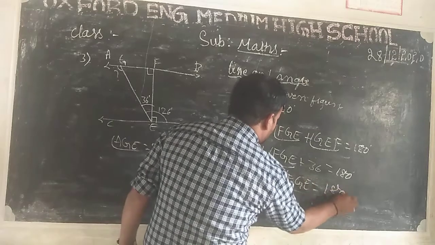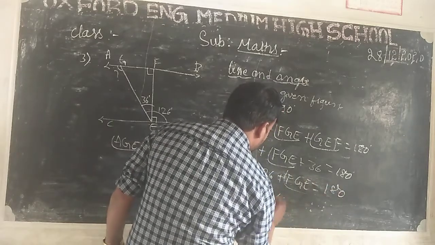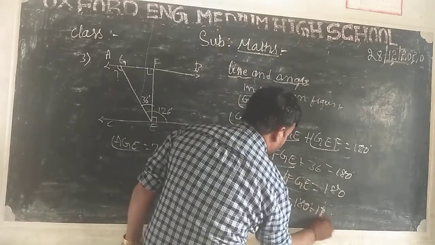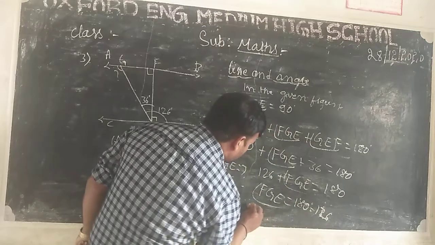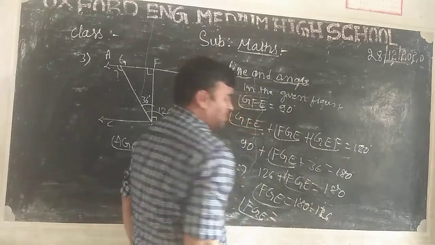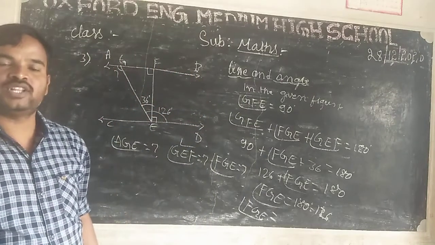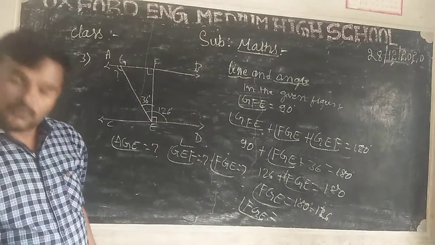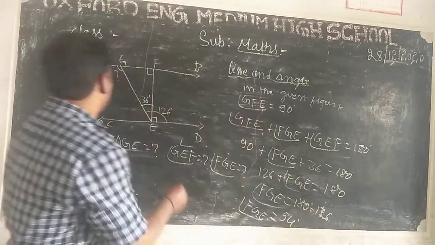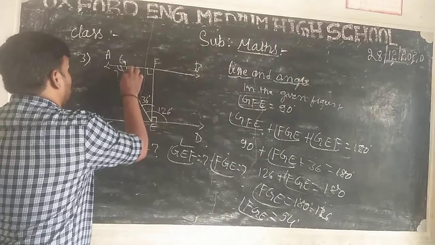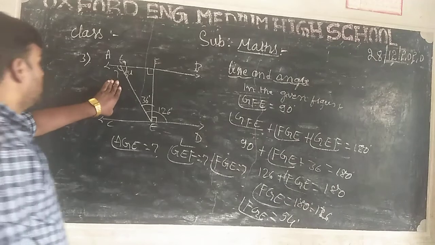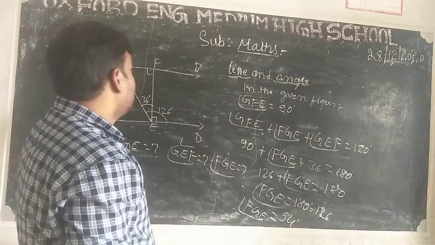FGE is equal to 180 minus 126 degree. What is 180 minus 126? 54 degree, right? So this is 54. When this one is 54, how much is this one? You should find out, okay, dear students.